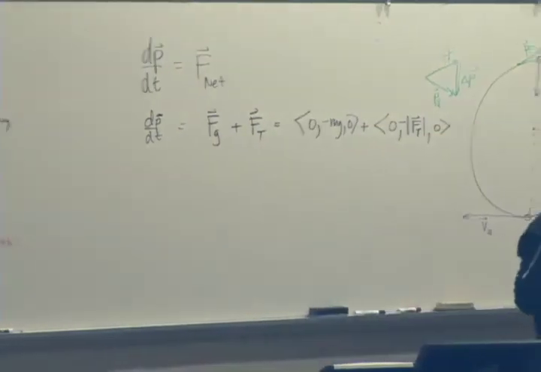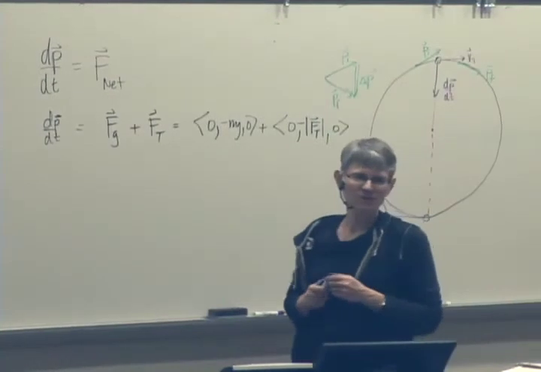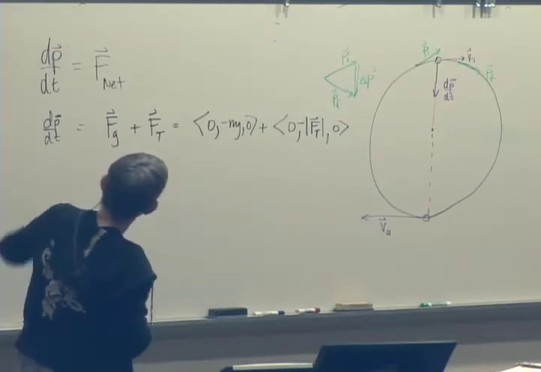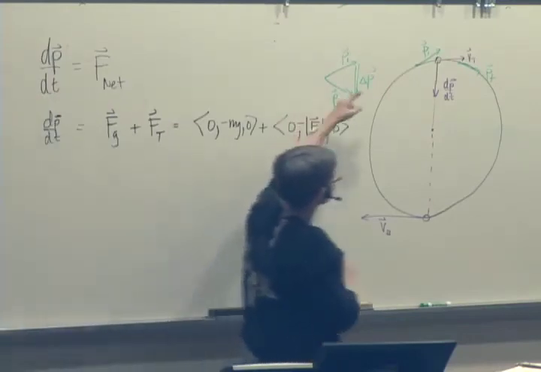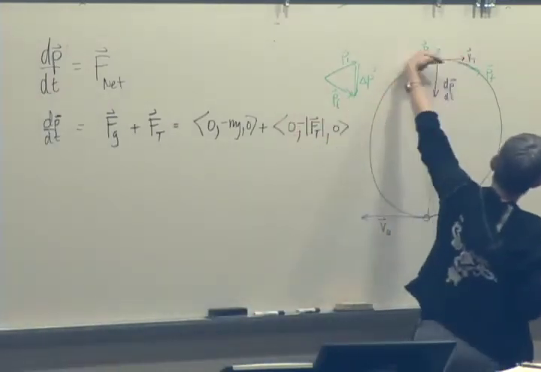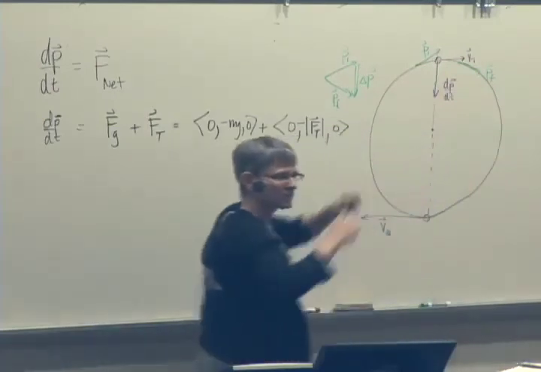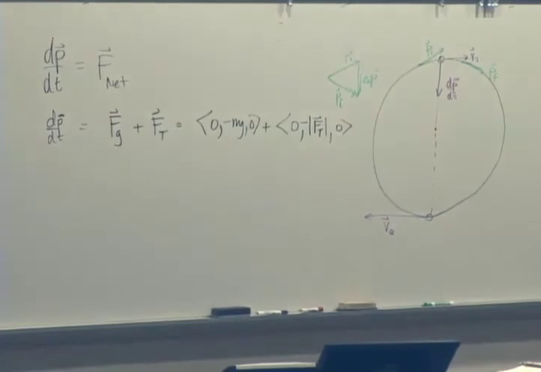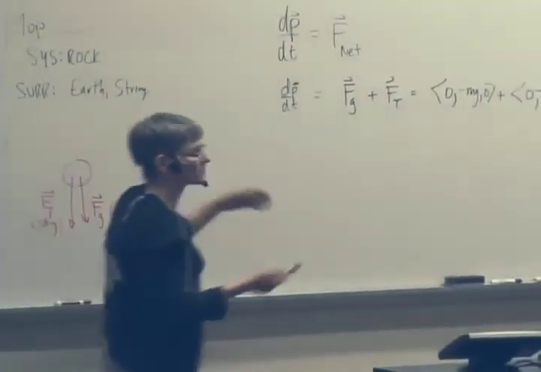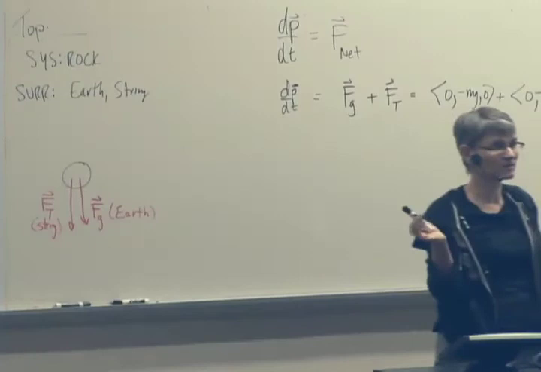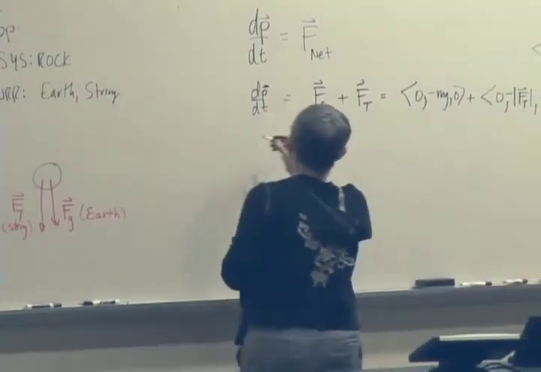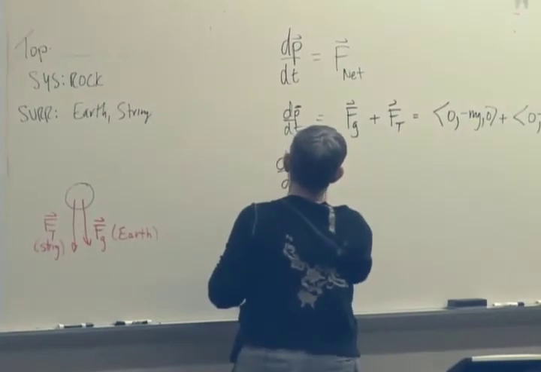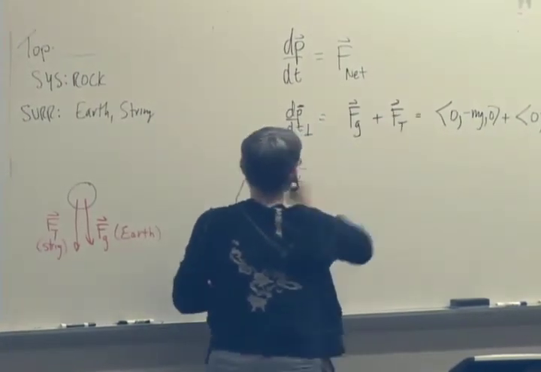Well, first of all, what about this dp dt perpendicular and parallel thing? dp dt parallel is actually 0 because the magnitude of the momentum here and here is going to be the same. But also we know it's 0 because we know the net force has got to be down. And if the net force is down, that's only F perpendicular. So therefore, we can say dp dt perpendicular actually equals that.